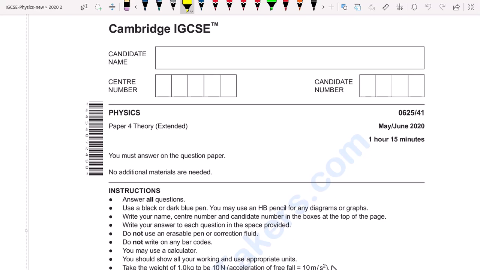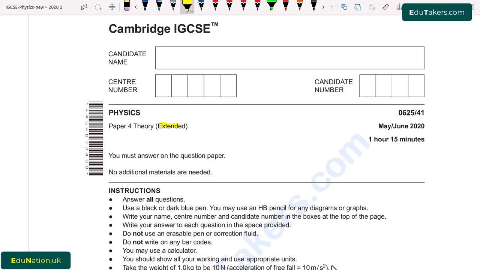Today we are going to solve Cambridge IGCSE Physics paper 4 theory extended. Paper code is 0625 with variant 41, held in May-June 2020. And the time duration is 1 hour 15 minutes. So let's start from question number 1.